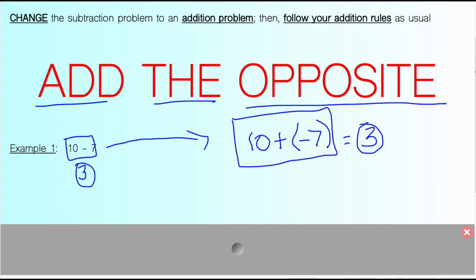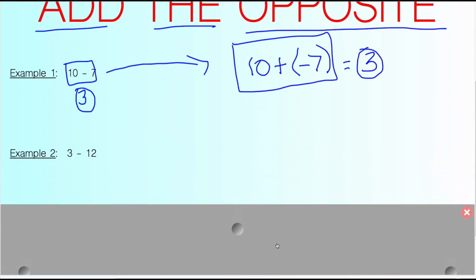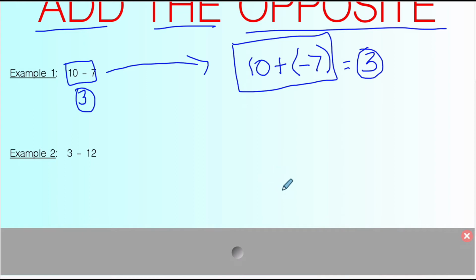Let's look at that in a different example. We're here to play add the opposite. So I'm going to change this subtraction problem into addition, add. Now let's look at the original number. The original number is 12, and its opposite is negative 12. So now, instead of trying to think about this subtraction problem, forget it. I have an addition problem, an addition problem that will yield the same answer as whatever that subtraction problem would yield. So no matter what, I'm going to get the same answer.